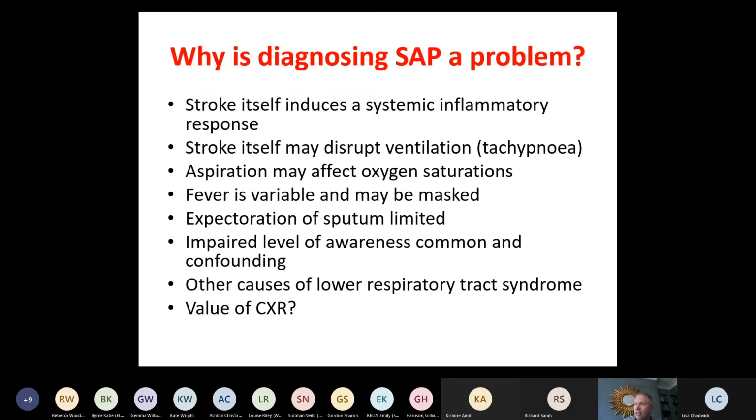And finally, the value of chest x-ray, as we'll touch on a little bit later on, is very uncertain. The type of pneumonia that we're talking about here is pneumonia evolving in front of our eyes. This isn't somebody that's been at home for 3 or 4 days, getting more breathless and developing a cough and sputum, and then coming in and a chest x-ray is done several days into the illness. Often we're doing the chest x-ray as the symptoms or manifestations of potential SAP are actually occurring. Next slide, please.